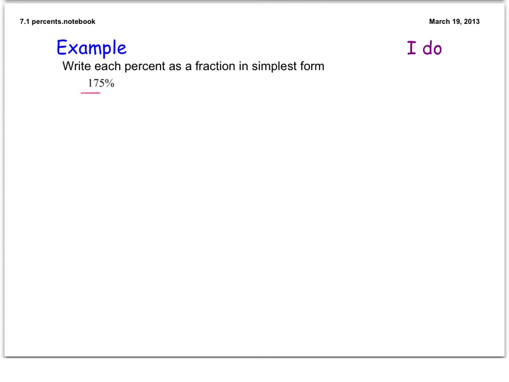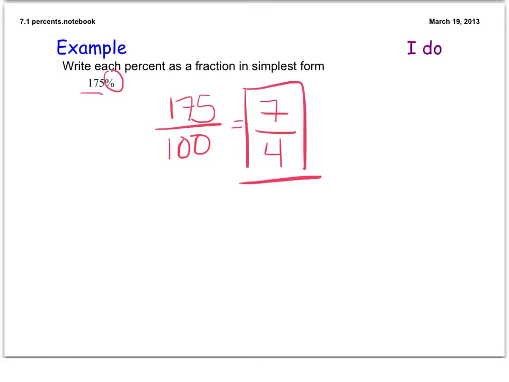Okay, now this one is greater than 100. However, we're still having this percent sign. This percent means per 100. So this is going to be 175 over 100. And we're going to reduce this fraction. We can divide the top and bottom by 25. And how many 25s can fit into 175? That's 7. And how many 25s can fit in 100? That is 4. So we've got this fraction of 7 over 4. If you'd like to write that as a mixed number, you can write that as 1 3/4.